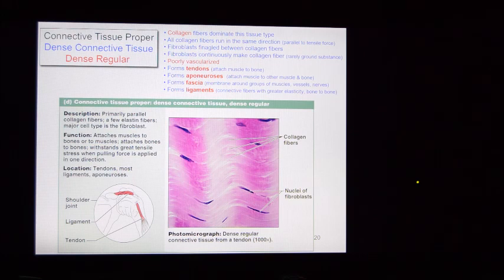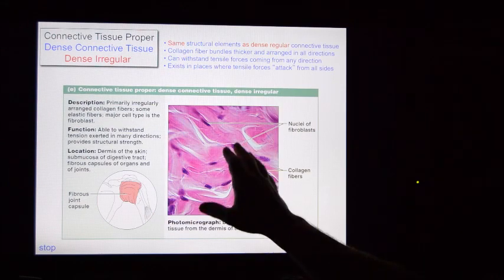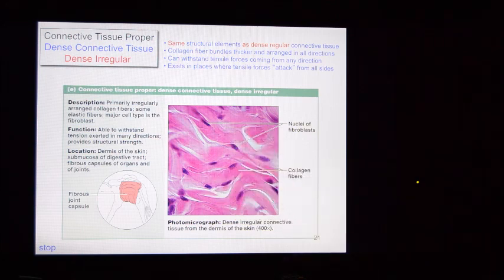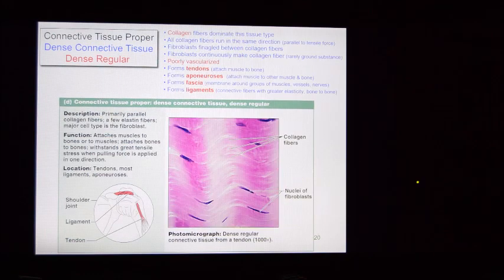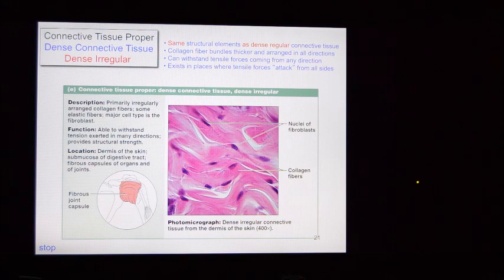And that is by comparison to something like dense irregular connective tissue. Dense irregular connective tissue is strong in multiple directions. It's not as strong as dense regular, but still quite tough. This is primarily the tissue that you find underneath your skin surface. So the dermis of your skin, which is the second layer of your skin, is almost exclusively dense irregular connective tissue. Still almost entirely collagen, very, very tough, very, very strong, but not as strong as dense regular. But the trick is here, again, that it's strong in multiple directions. Still dense, but the fibers are running in different directions.